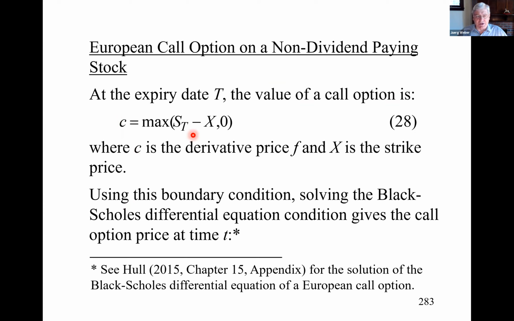When at time big T, let's say the share price is 120 and the strike price is 100 in the option, then naturally you will exercise and you have a payoff of 20. And if at time big T, the share price is only 80 and the strike price is 100, then naturally you don't exercise. You will not exercise the right to buy at 100 if in the market it's only 80. So you give up the option and you just walk away. The payoff is zero.